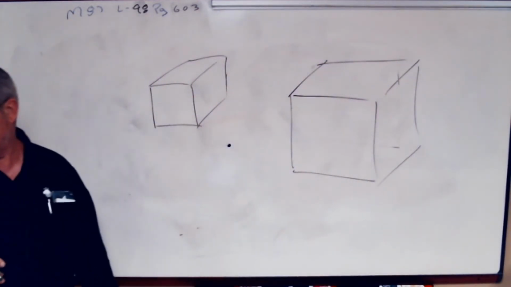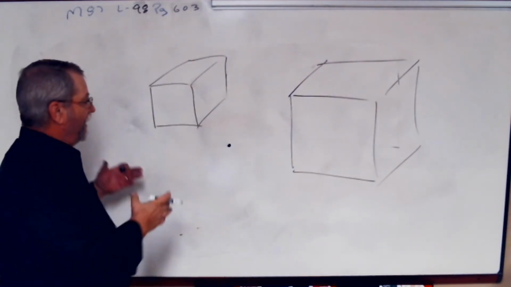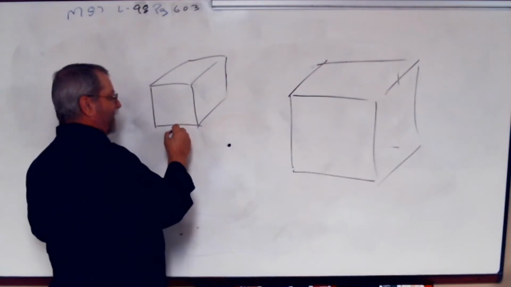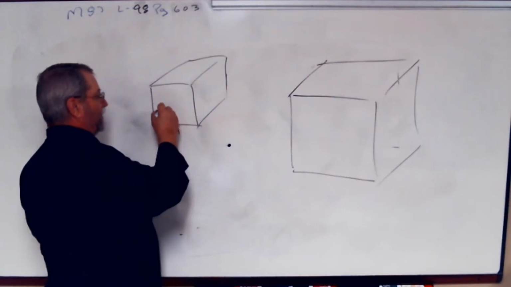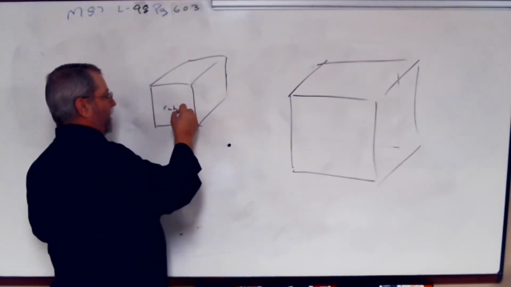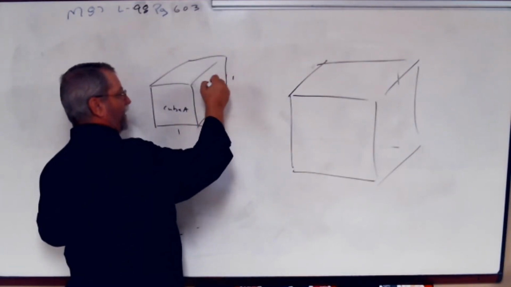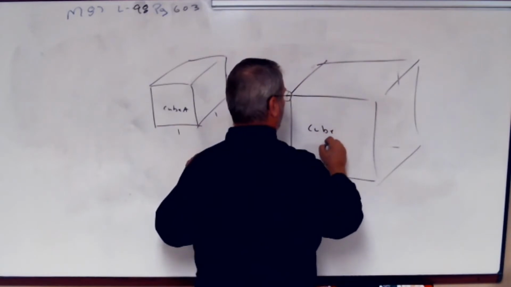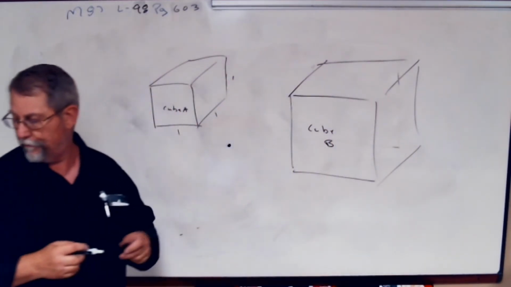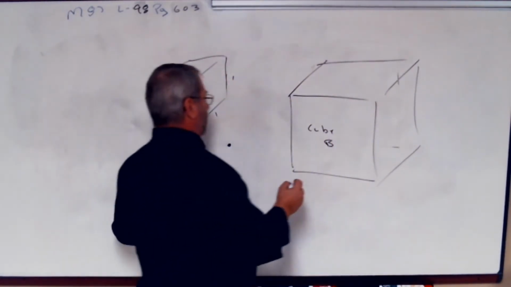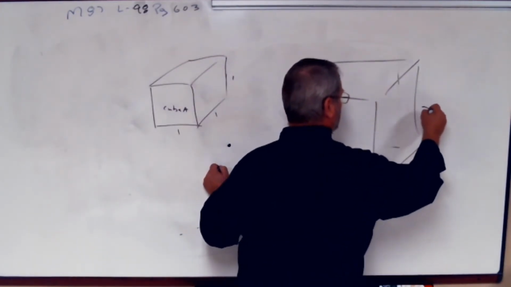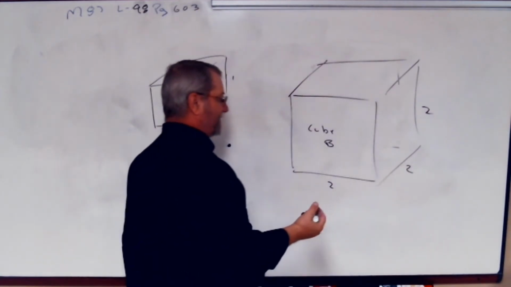What we're going to do here is this. Cube A, these are cubes. All these are the same. This side over here is 1. On this one here, that means this is 1, this is 1. They're all 1s, okay? On cube B, the sides are going to be 2. That means this is 2, this is 2, this is 2, because it's a cube. All of them are the same.